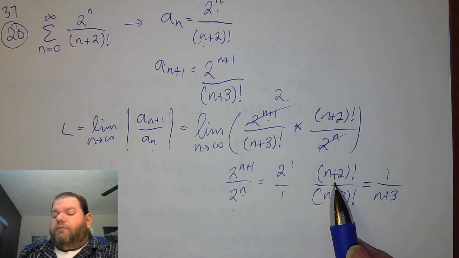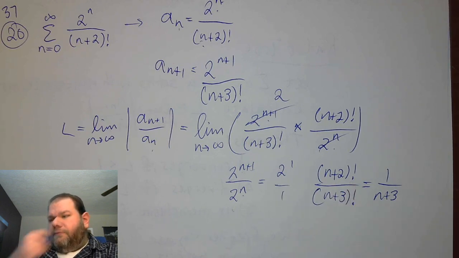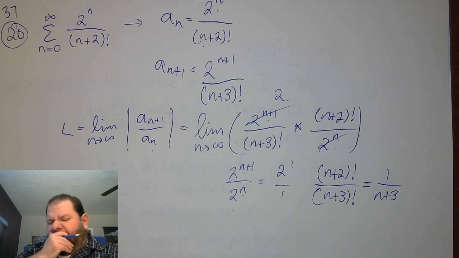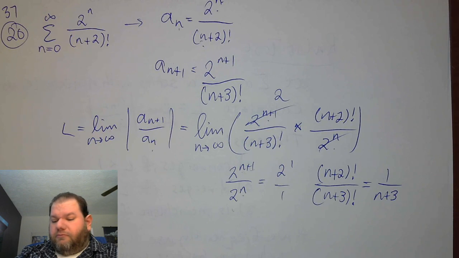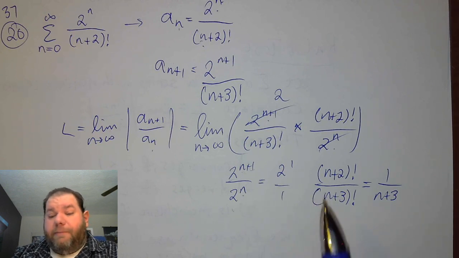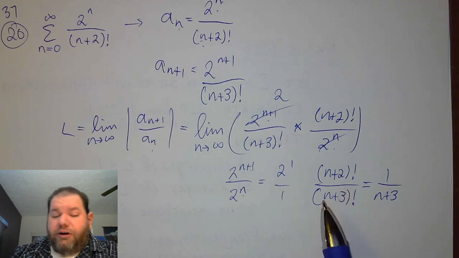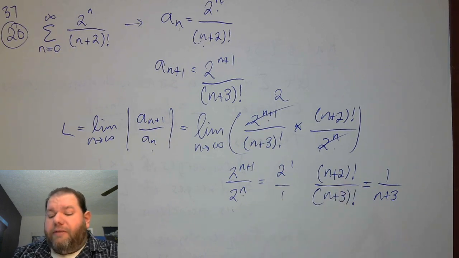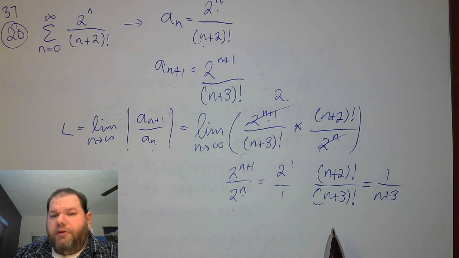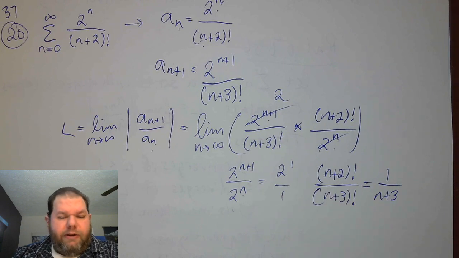So, n plus 2 factorial is the product of all the numbers from 1 to n plus 2, and n plus 3 factorial is the product of all the numbers from 1 to n plus 3. We don't really know what n is, but we expect it to be sufficiently large that we can easily work with it.